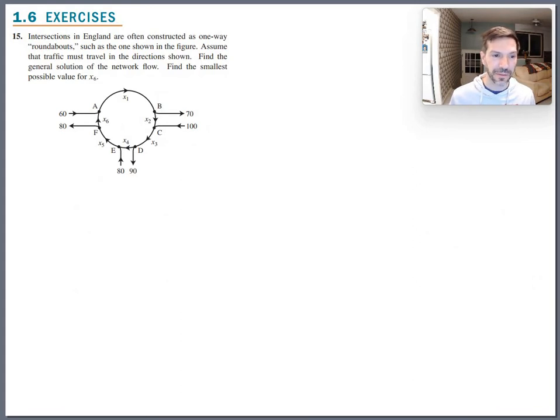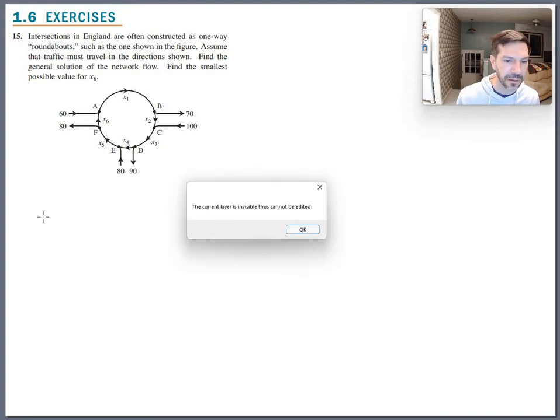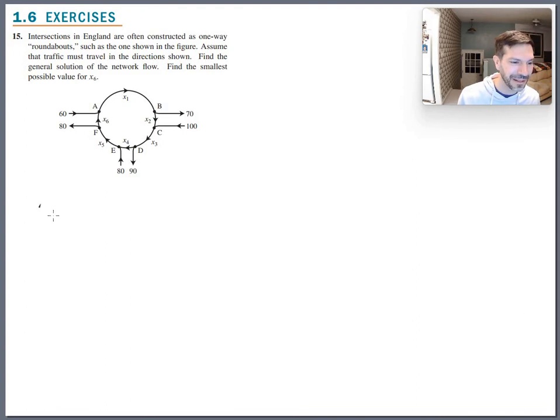So 15 is also a network flow, so it's going to be pretty similar in style. We'll just start with, there's A, B, C, D, E, F. There's 6 intersections. We need to write down an equation for each one. For the first intersection A, the flow going into it is the feeder from the side, 60, and also x6. What's going out of node A is just x1.